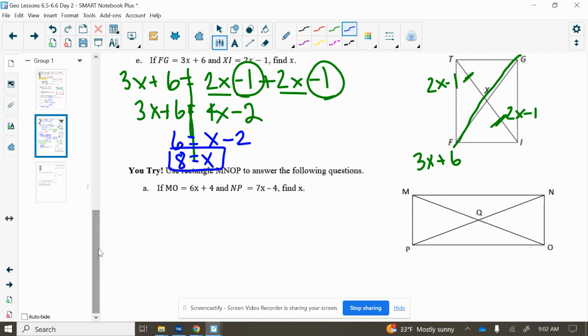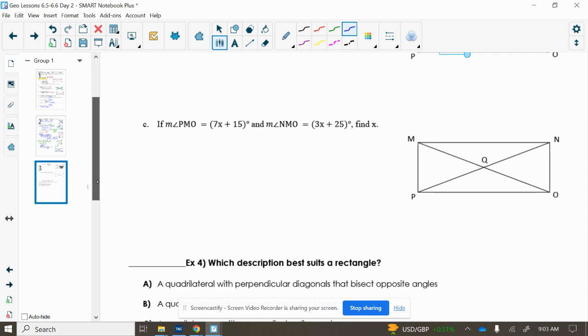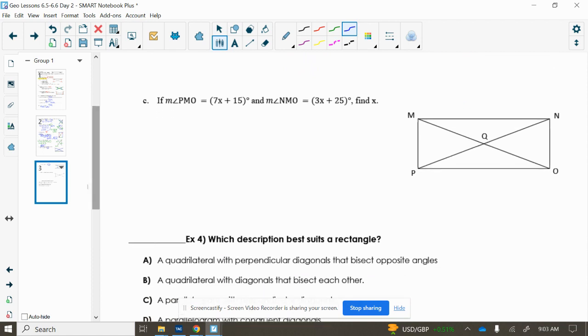Now we have examples for you to try on your own. On this next page, we have given diagonals MO and NP. You are finding x. On the next page, we are given MQ and PQ. You want to solve for x and then find PN. And then the last example for you to try, not dealing with the sides this time, we're dealing with the angles. You are given PMO, and then you are given NMO, set up and solve for x.